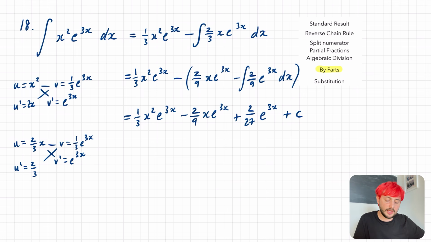We've got an x squared, then an x, and then no x term here. So you've kind of got some patterns as it goes. And I would challenge you to differentiate this and see that it goes back to x squared e to the 3x. It's kind of nice to see how that one works. So this was an example of by parts, but in particular, it was by parts twice.